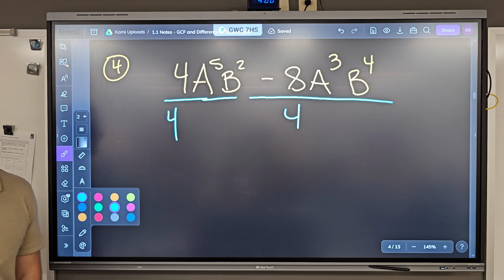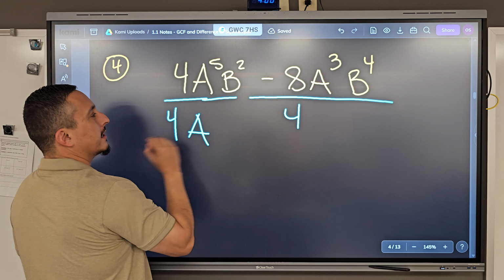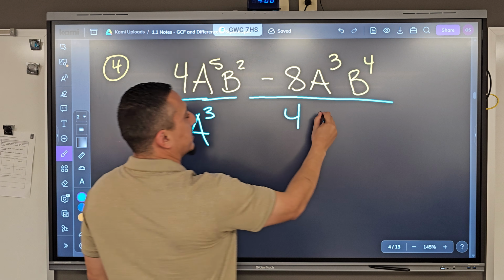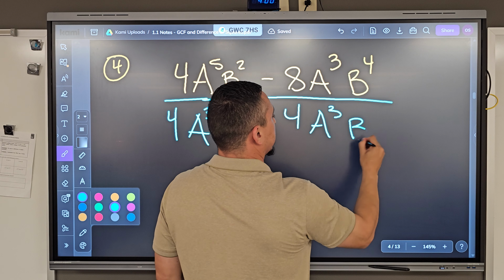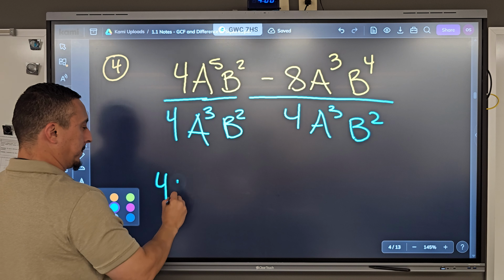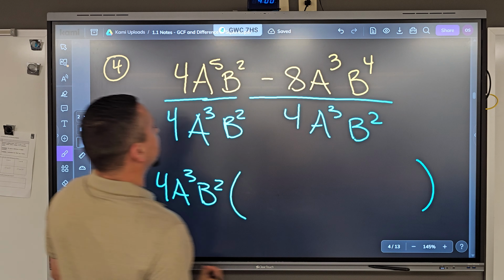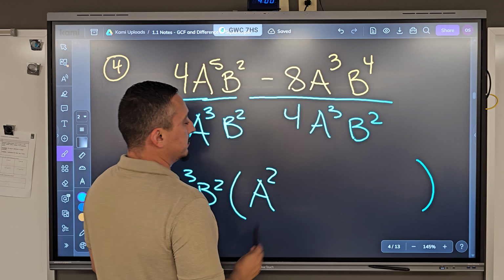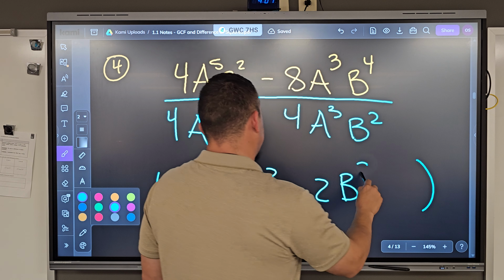Four is the GCF. If you did 2, that's okay. You're gonna have to do 2 twice. A what, guys? 4 A's? 3 A's. How many B's? 2 B's. To be or not to be? That's the bigger question, right? Okay. 4 divided by 4 is 1. 2, no more B's, 2, no more A's, 2 B's.